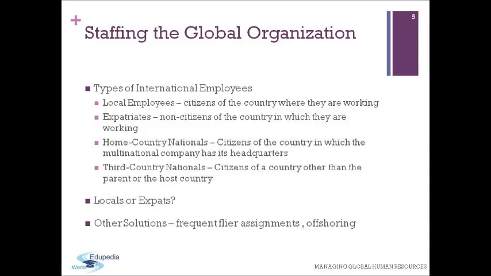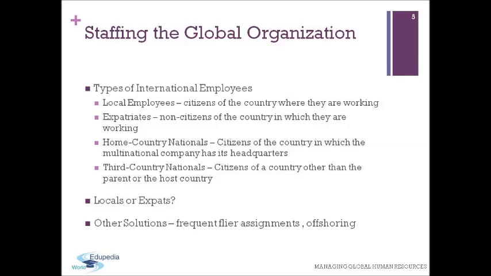Then we have staffing the global organization. So, filling your company's jobs abroad has traditionally been the heart of international human resource management. And the process involves identifying and selecting the people who will fill the positions and then placing them in those positions.